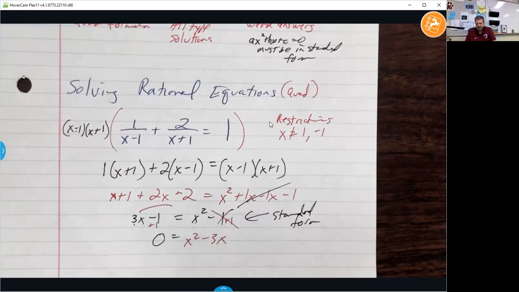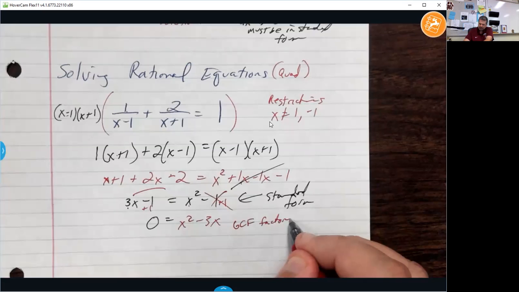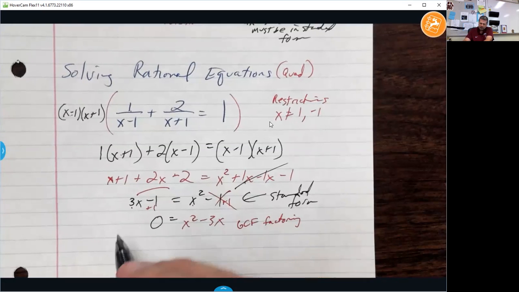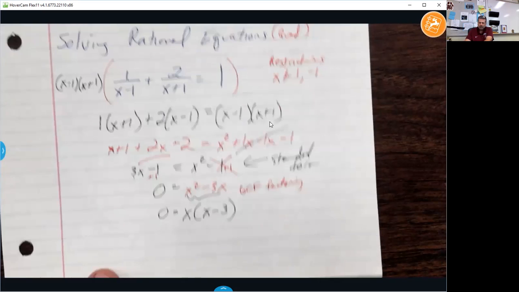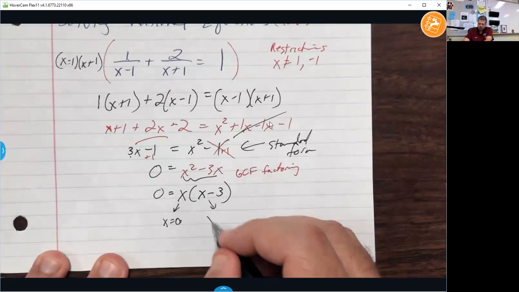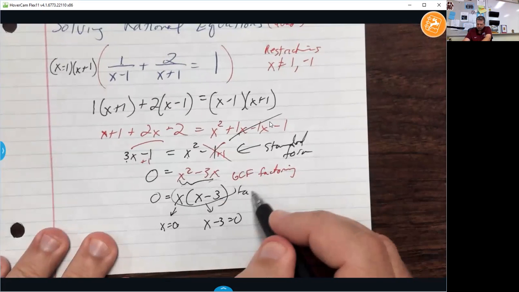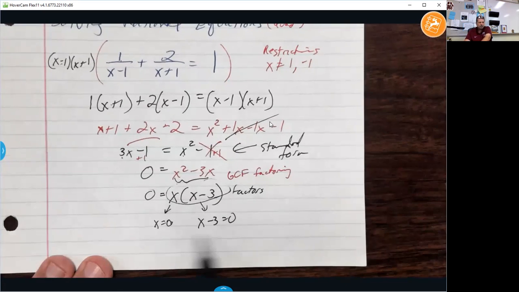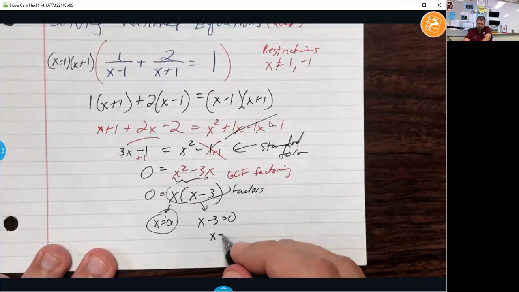All right, so how do I deal with something like that? Well, this is what we call GCF factoring. Take out a common factor. The common factor is x. So we factor out that x and are left with x minus 3. And you're going to set each of these equal to 0. Those are my factors. So your factor is equal to 0. Well, x equals 0 is already solved. And then we get x is equal to 3.